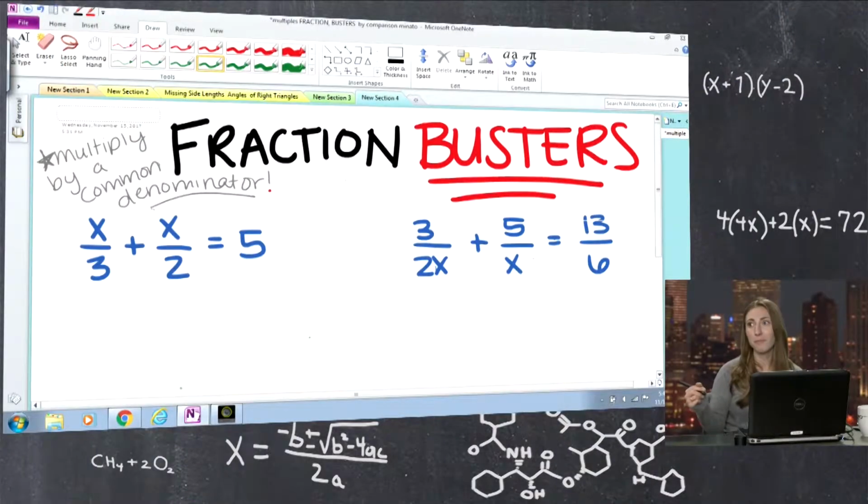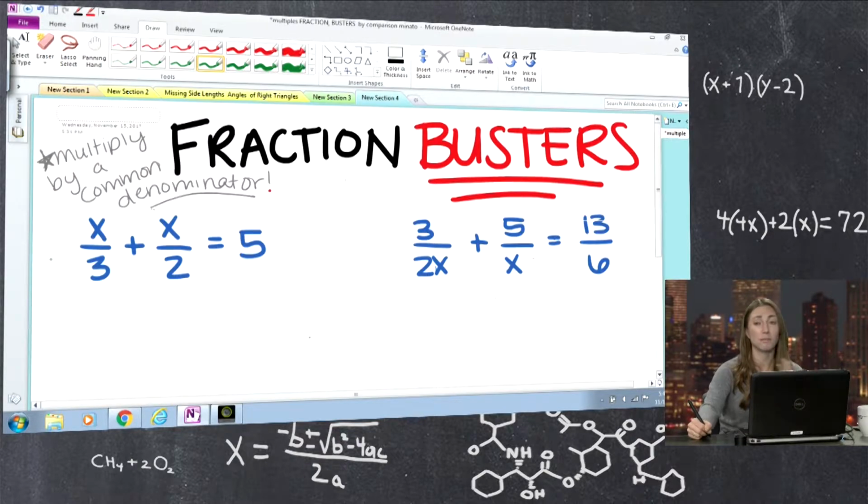Hi, today we're going to talk about everybody's favorite math topic, fractions. Actually, no, we're actually going to talk about how to get rid of fractions if we come across them in equations. I call them fraction busters. It's really just a method that if you have fractions in an algebra equation, to bust them, to get rid of them. And the method is pretty simple.